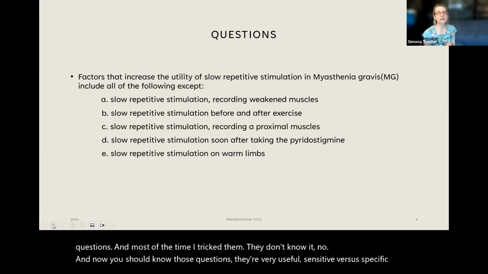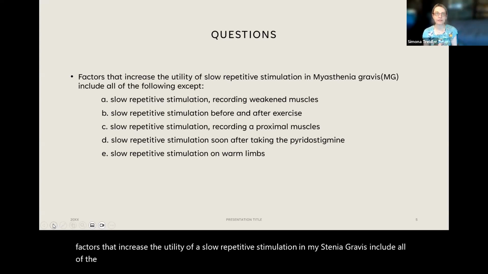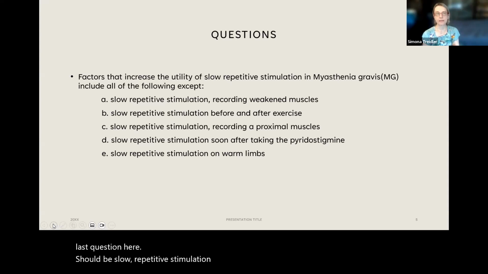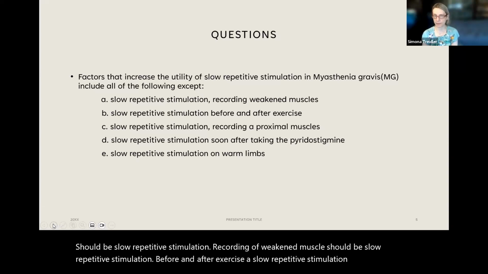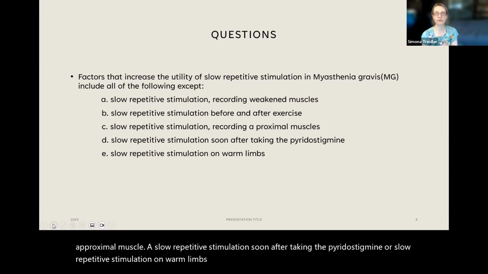Okay. Factors that increase the utility of a slow repetitive stimulation in myasthenia gravis include all of the following with the exception. Let's see if you know this question, and I promise that's my last question here. Should be slow repetitive stimulation recording a weakened muscle, slow repetitive stimulation before and after exercise, slow repetitive stimulation recording a proximal muscle, slow repetitive stimulation soon after taking the pyridostigmine, or slow repetitive stimulation on warm limbs. You have to find the exception.